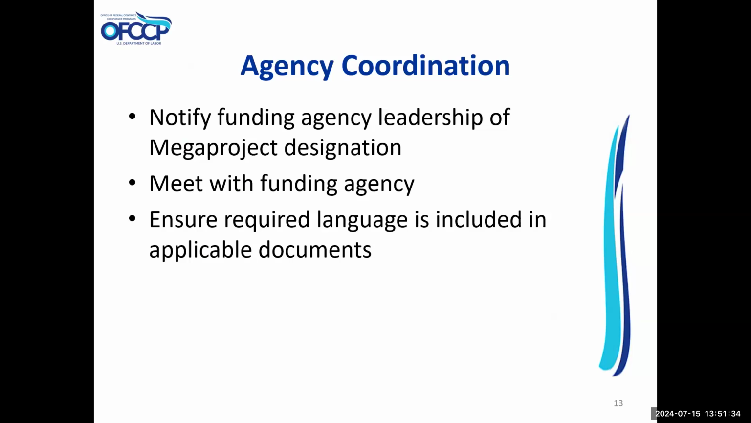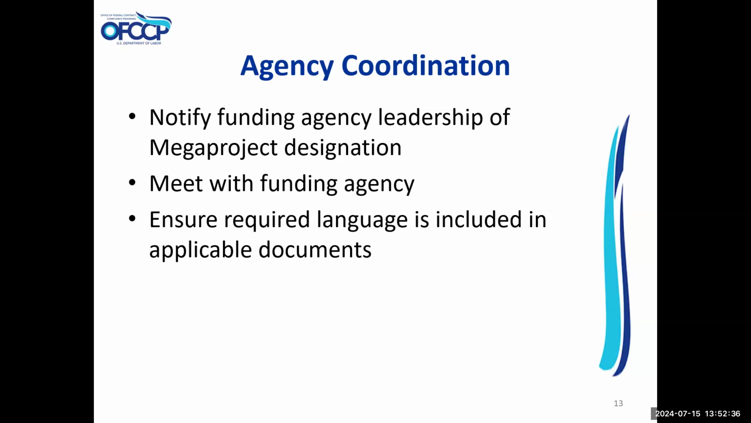Now, you may be asking, what happens after a project gets designated as a mega project? First, OFCCP senior leadership notifies the funding agency's national and headquarters level leadership of OFCCP's designation of its project as a mega project. Shortly after that, OFCCP regional leadership contacts the appropriate funding agency or project sponsor contact to request a meeting to provide an overview of OFCCP, including the laws it enforces, explain the mega project initiative, explain the roles of the funding agency, project sponsor, and OFCCP, and to ask for any available information about the project, for example, information about the stages of the project.